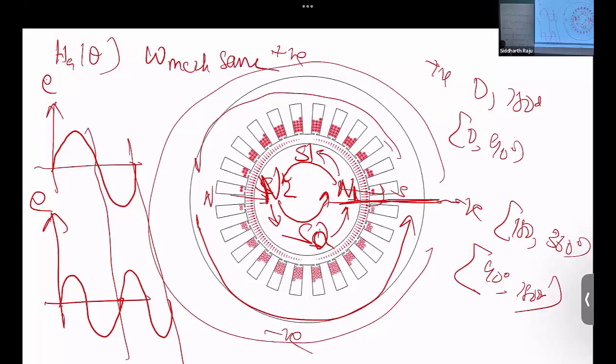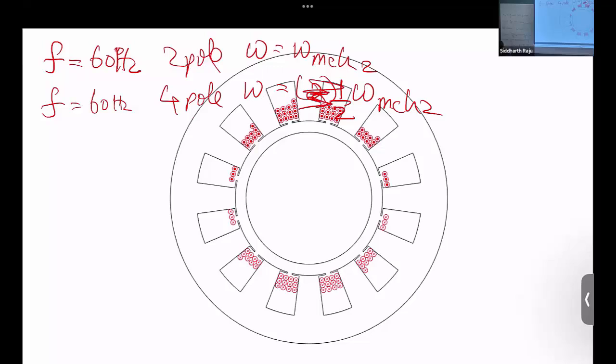So in this case, we had our omega mech the same. And we saw that for a 2-pole motor, if the frequency was F, for a 4-pole motor the frequency would have been 2F. But if I ask the opposite, if I keep the frequency the same, what will happen to the speed? The speed would end up being half of what it was before, right? So the answer would be 1/2 times omega mech.